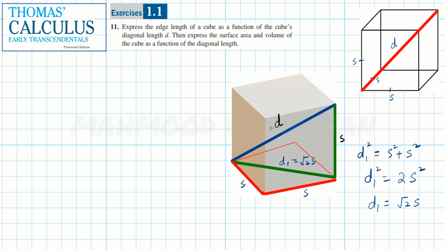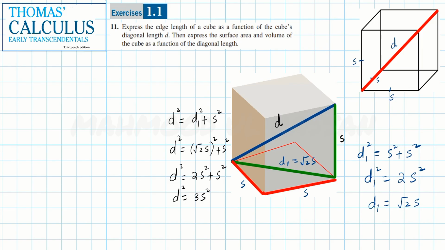Now we are going to calculate this d. So how to calculate d? Again using the Pythagorean theorem, d squared is equal to d1 squared plus s squared. What is my d1? That is square root of 2s, so we take the square: square root of 2s whole squared plus s squared. So d squared is going to be 2s squared plus s squared, which is 3s squared.